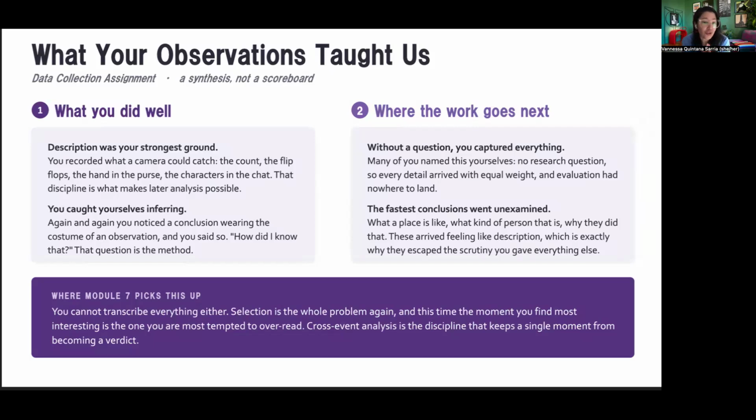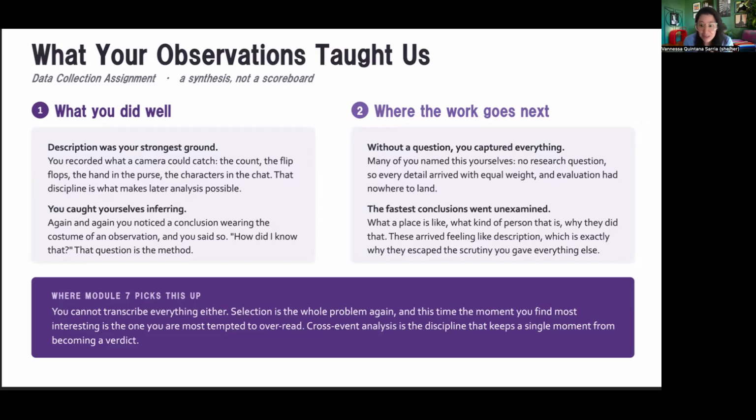So, two things you did really well. The first is that the description was your stronger ground. And across the class, the notes you took were careful and they were concrete. And you recorded what a camera could catch: the count in the bat with the Fenway example, the flip flops, the hand going into the purse, the Chinese characters moving through the chat while the speaking went on in Japanese.